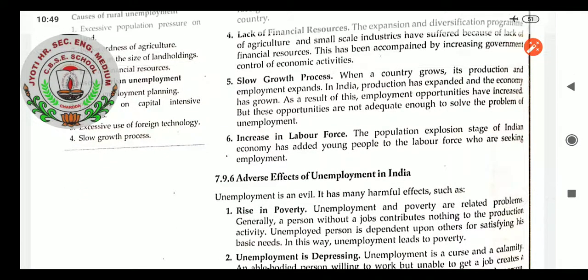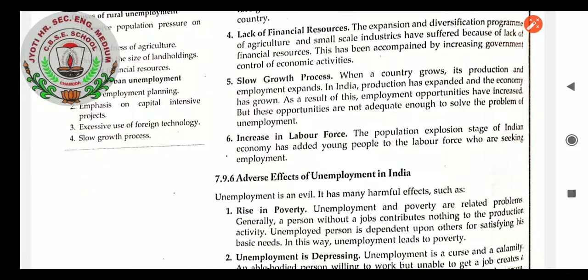Slow growth process. When a country grows, its production and employment expand. In India, production has expanded and the economy has grown. As a result, employment opportunities have increased. But these opportunities are not adequate enough to solve the problem of unemployment. So there is a very slow growth process in our country, students, and this slow growth is also a reason for unemployment.